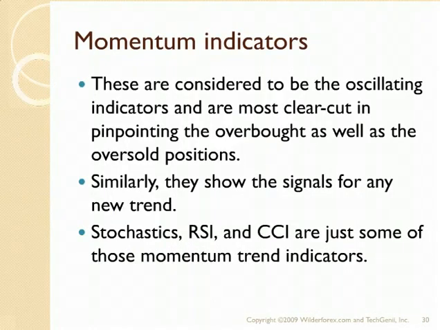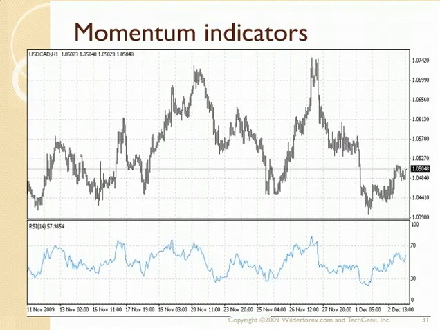Momentum indicators. These are considered to be the oscillating indicators and are most clear-cut in pinpointing the overbought as well as the oversold positions. Similarly, they show the signals for any new trend. Stochastics, Relative Strength Index, and CCI are just some of those momentum indicators. This chart shows the Relative Strength Index.